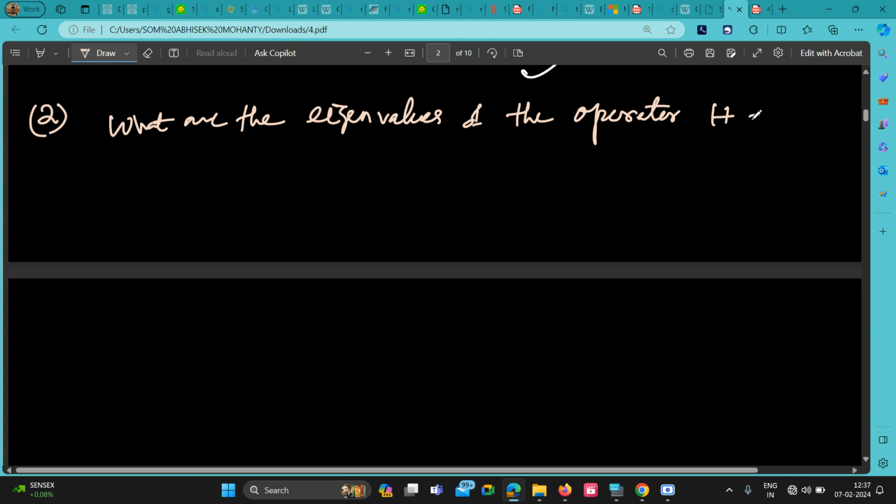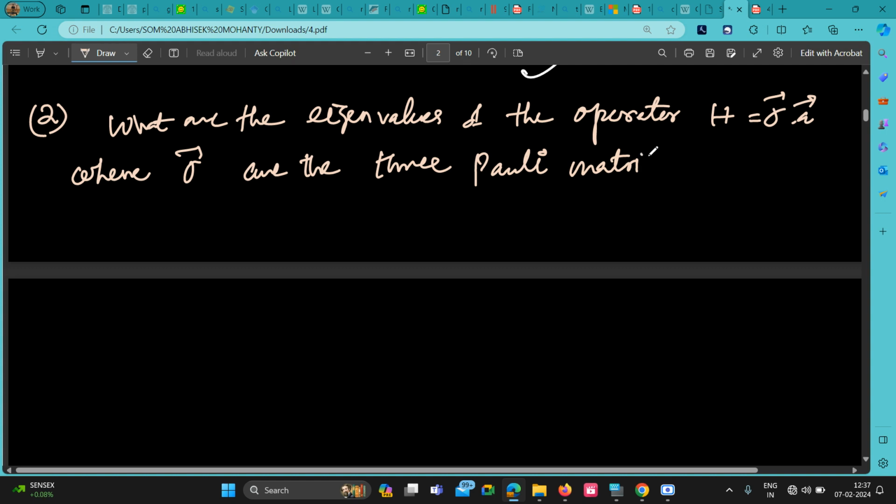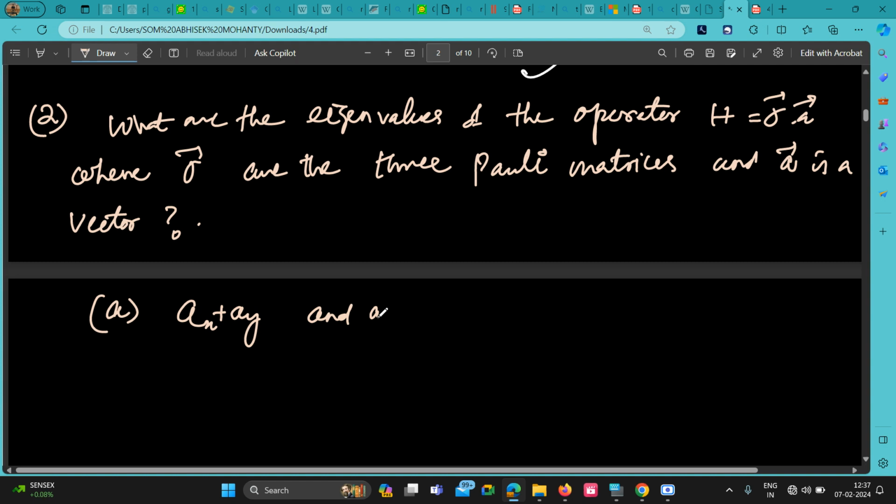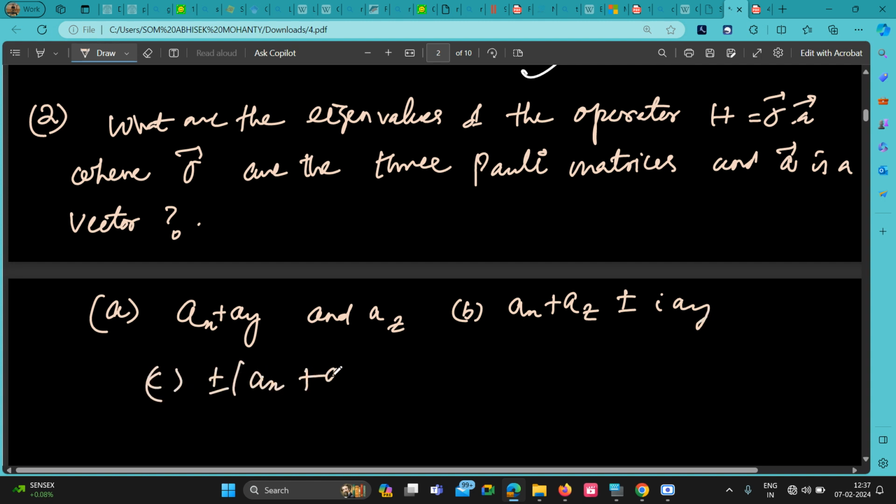The operator H is equal to sigma dot A, where sigma are the three Pauli matrices, and A is a vector, with components Ax, Ay and Az. The options include plus or minus A and, as option D, plus or minus the square root of Ax² plus Ay² plus Az².